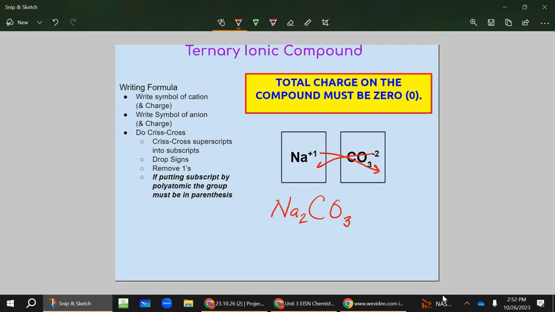Now, somebody name me Na. Sodium. Now, somebody find me the name for CO3. Carbonate. Oh, that makes sense. There's your name. Carbonate. That's your whole name.